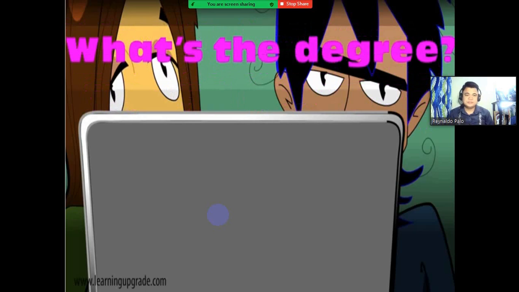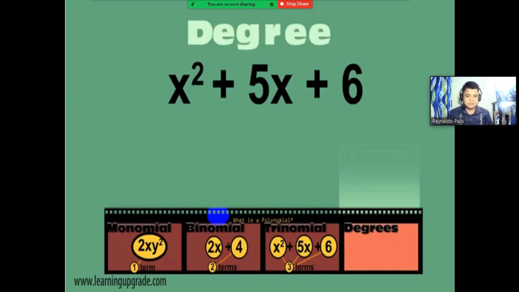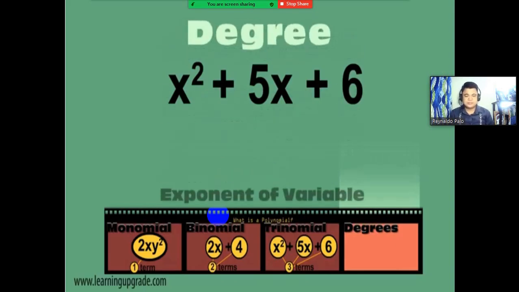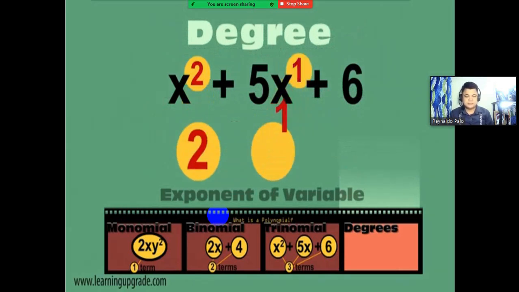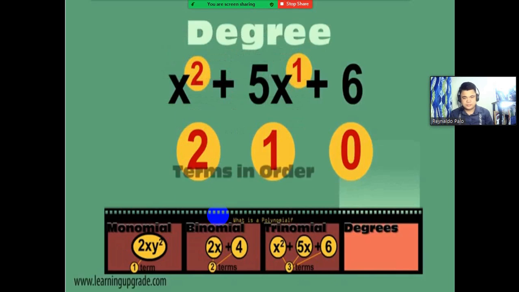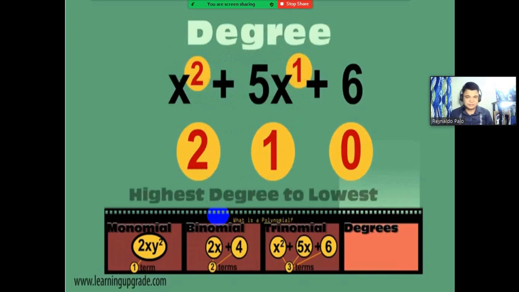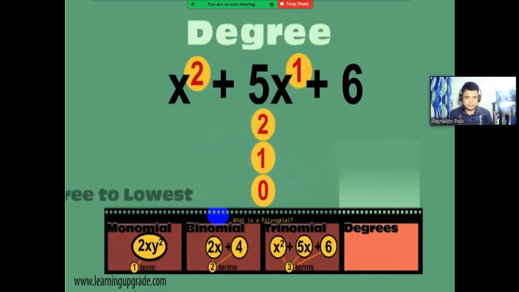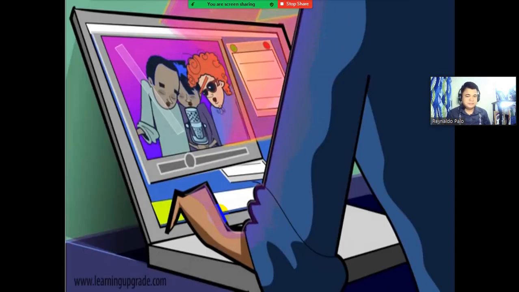What's the degree of a term? The degree of a term is the exponent of the variable. X squared, degree 2. 5x, degree 1. 6, degree 0. What's the order? Put the terms in order from the highest degree to the lowest. X squared, degree 2, first. 5x, degree 1. 6, degree 0, is last. That's a polynomial.